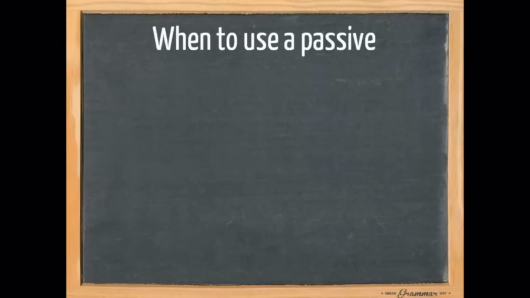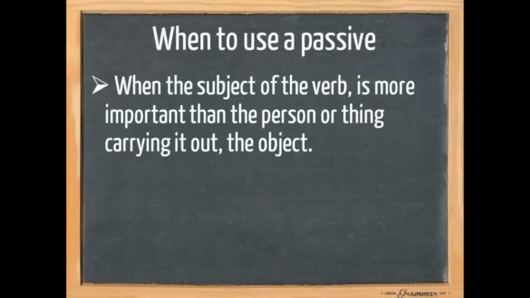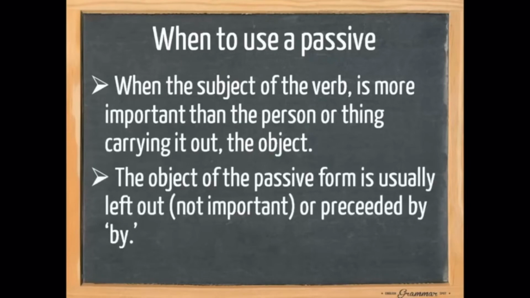Now, when do we use a passive? I'm going to tell you some technicalities. Be not alarmed, the passive is not hard, but there are some things that you need to know. We use a passive when the subject of the verb, so in the example before, is more important than the person or thing carrying it out. So in the example before, the door was more important than me closing it. The agent in the passive form is usually left out because it's not important, or as in my example, it's preceded by the word by.